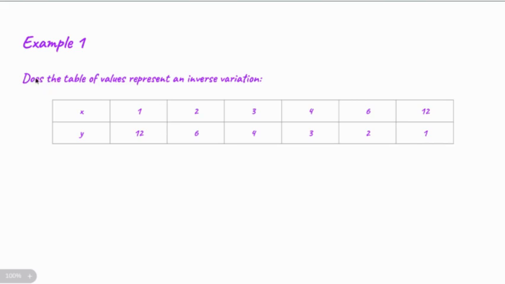Hello, class. In this first example, we're going to look at, does the table of values represent an inverse variation? When we're talking about inverse variation, we're talking about division. The general form of this equation is y equals k over x, where k is a constant. X and y are our typical x and y that we've been dealing with all semester long. So, what does this mean? What does this indicate to us?